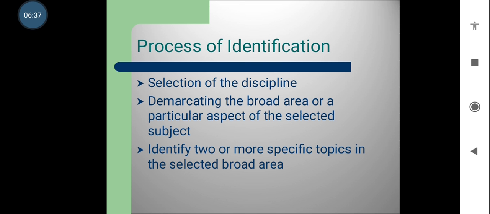And another one is demarcating the broad area or a particular aspect of the selected subject. The second step is to select a particular aspect of the selected subject. For example, if the selected subject is financial management, then one may select capital budgeting, financial leverage, working capital management, or profit management as a specific area of the study.